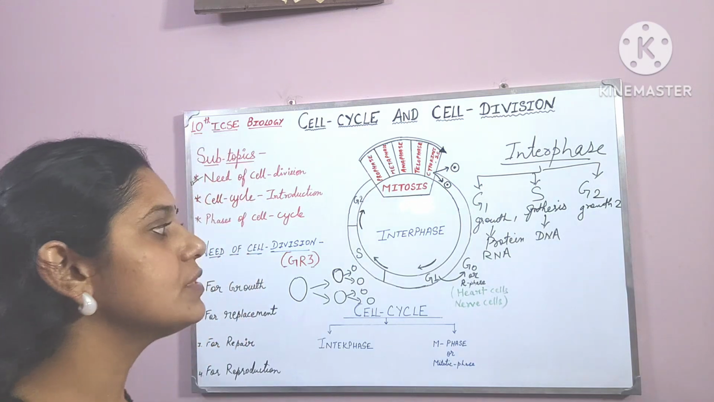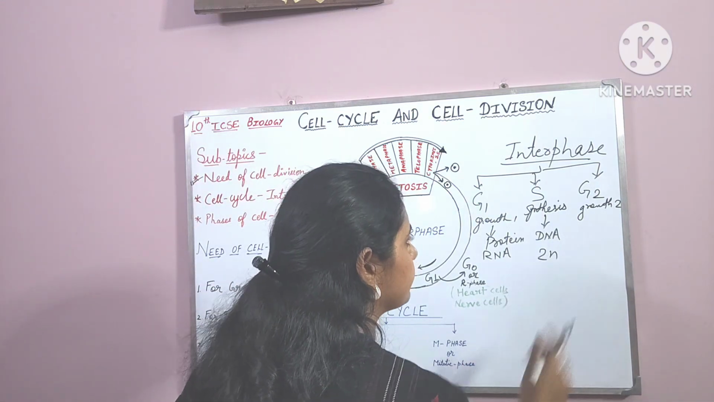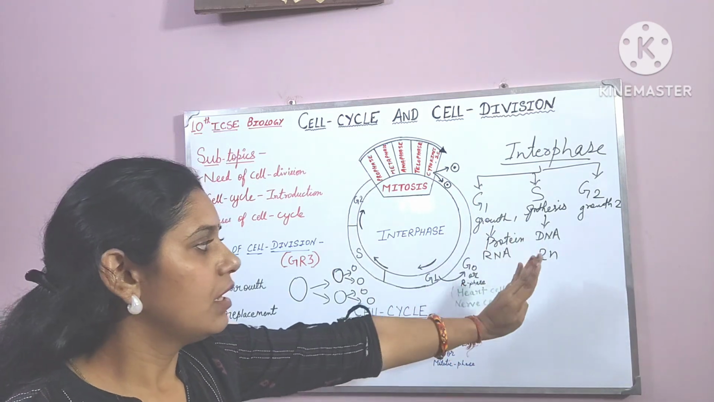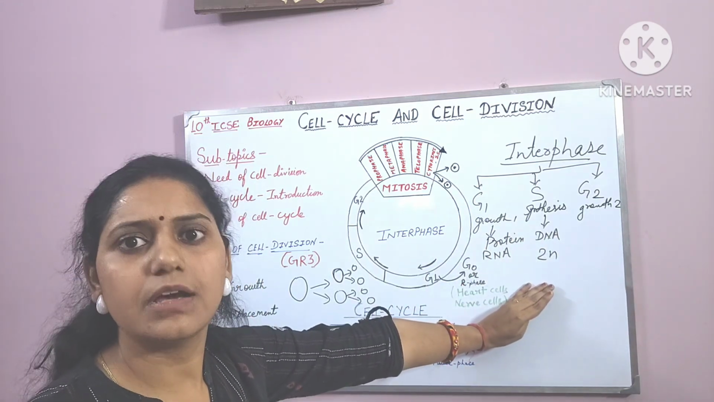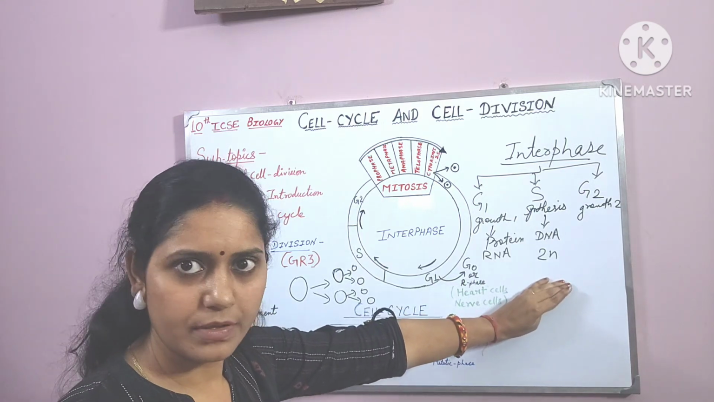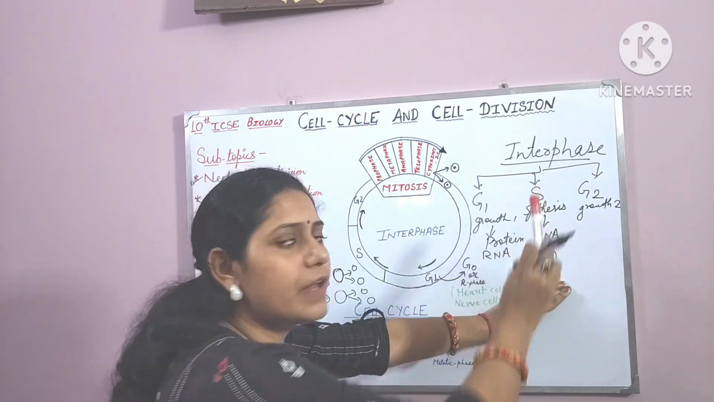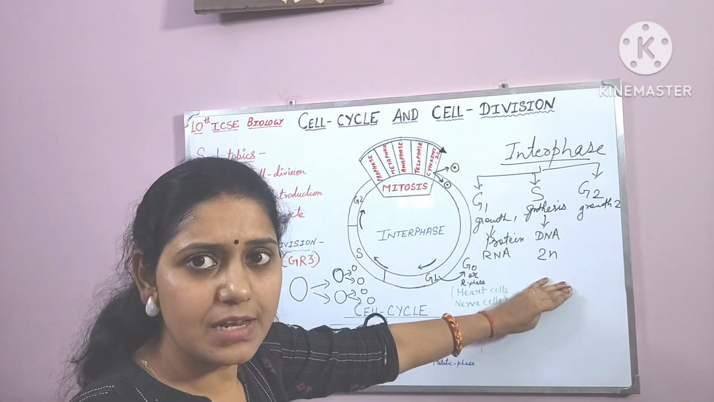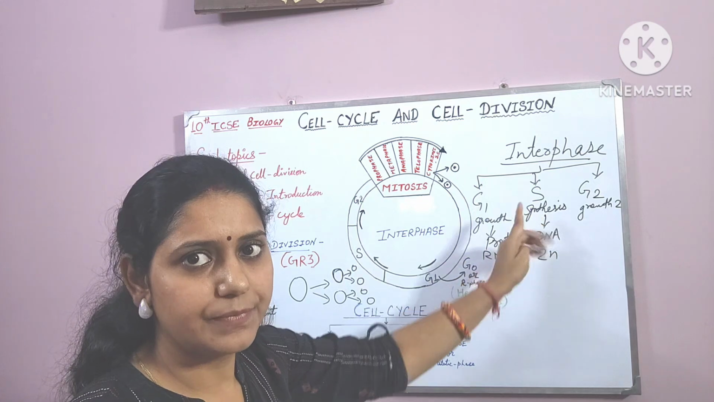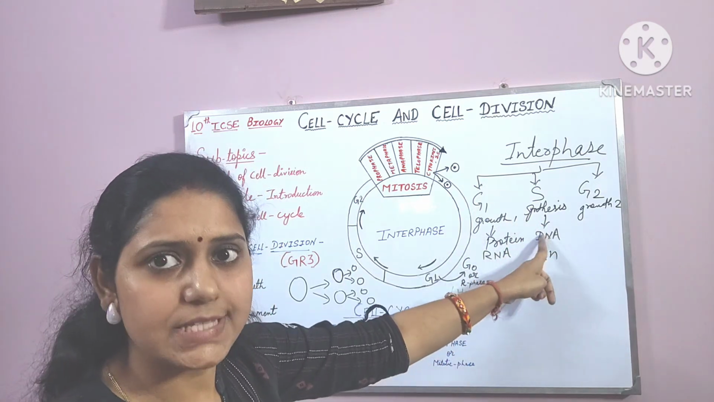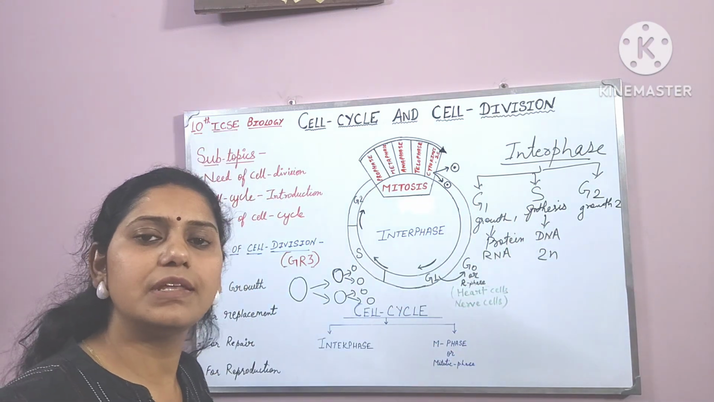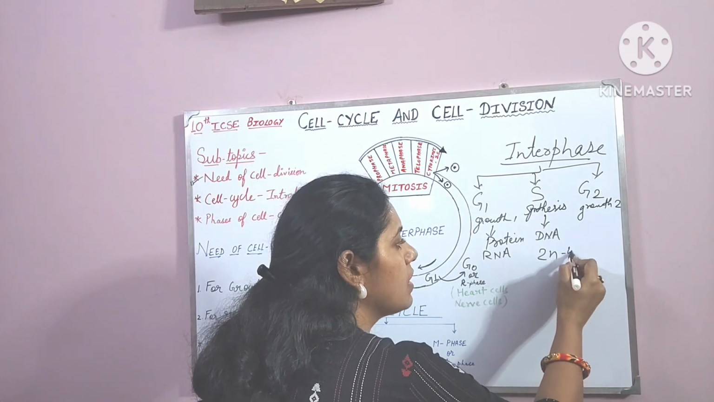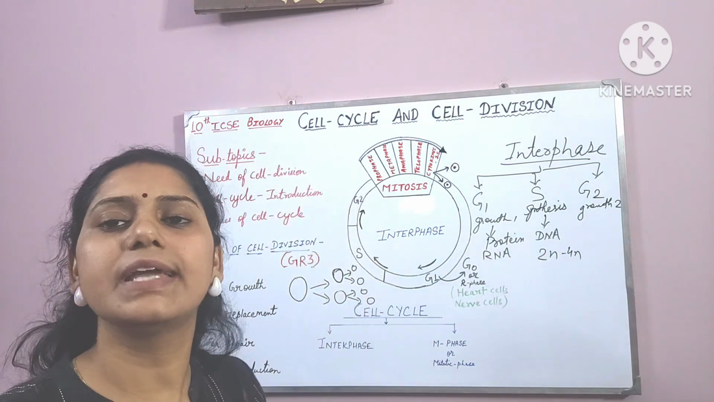Getting my point? Suppose 2N. Suppose in G1 phase or before S phase, the amount of DNA in a cell is 2N, right? Now in the S phase, I am telling you that DNA content will be doubled. So the cell which has crossed this phase, that means the cell after S phase, how much amount will be there in that cell? The amount will be 4N. Simply it will get doubled.